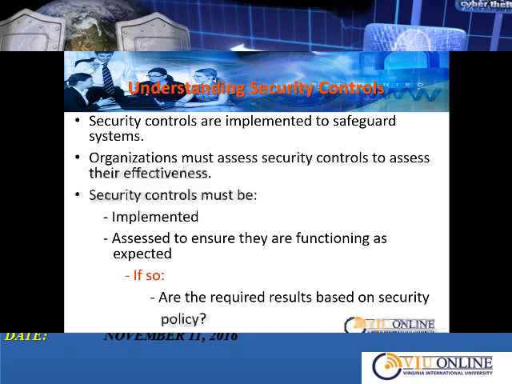Understanding security controls. This includes implementing controls to safeguard the systems. Organizations must assess security controls to assess the effectiveness. Security controls must be implemented. They must also be assessed to ensure they are functioning as expected. If so, are they delivering the required results based on security policy? Are you within the confines of the organization's security policy?